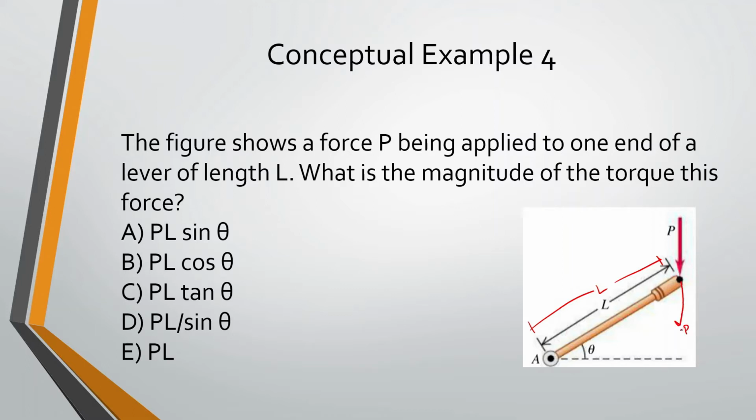Okay, and this force was P. So again, we should know that torque is equal to force times radius times sine of theta. So we know the force is represented by P. We know that radius is represented by L. So, force P times L. Now the tricky part is theta.